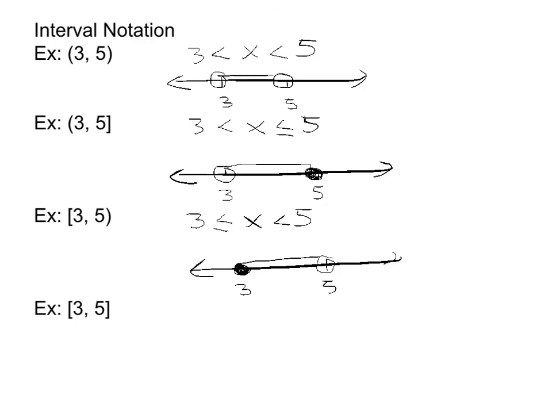And for the last one, since there are 2 brackets, we have to include the 3 and the 5 in our solution. So when I rewrite this, it becomes 3 is less than or equal to x, which is less than or equal to 5. And I bet you can guess that we need to have 2 closed circles, both on the 3 and the 5, and all the numbers in between.